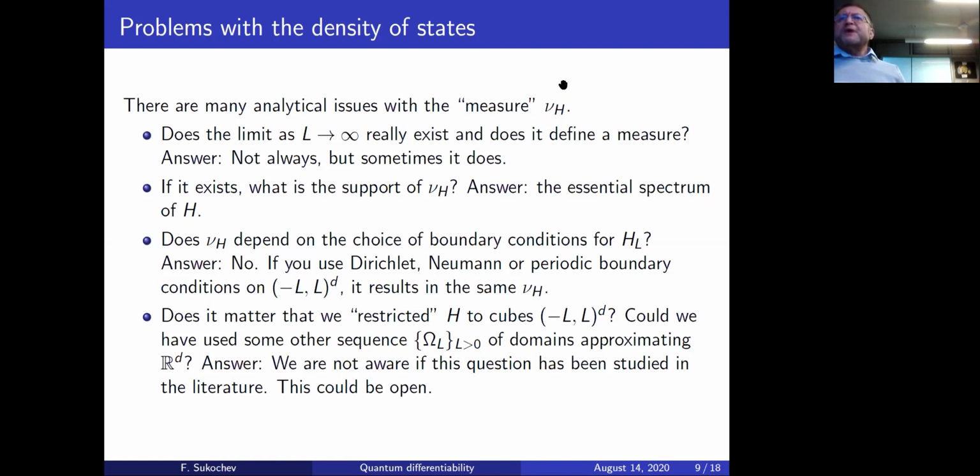Does it depend on the choice of the boundary conditions for H_L? You see, I chose the cube and I was talking about Dirichlet Laplacians. The answer is no. Whatever boundary condition you choose on minus L to L, it will result in the same density of states measure. That actually shows that we are dealing with a very fundamental thing here in physics. It's really something deep and really expresses the properties of the Hamiltonians. It also remains the same if you change boundary conditions, going from Dirichlet to Neumann, or periodic. Still, if this limit exists, you will always recover exactly the same measure. All of that simply shows that it's an interesting and important object to study.